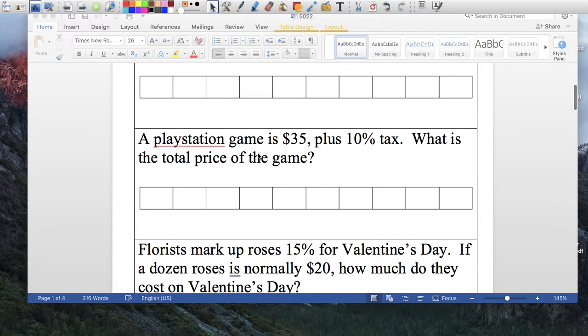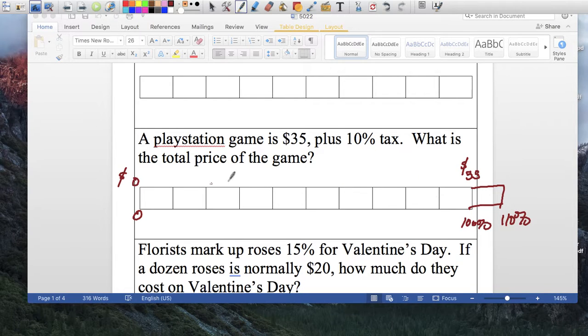Number 3, a PlayStation game is $35 plus 10% tax. So we're going to add, so again, let me do this: 0, 100%, $0. This is $35. I'm going to add 10%. 10% is 1 box, right? So it's going to be 110%.